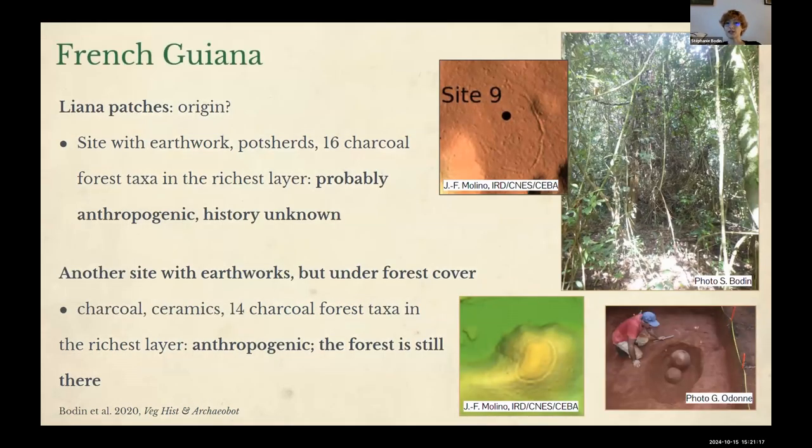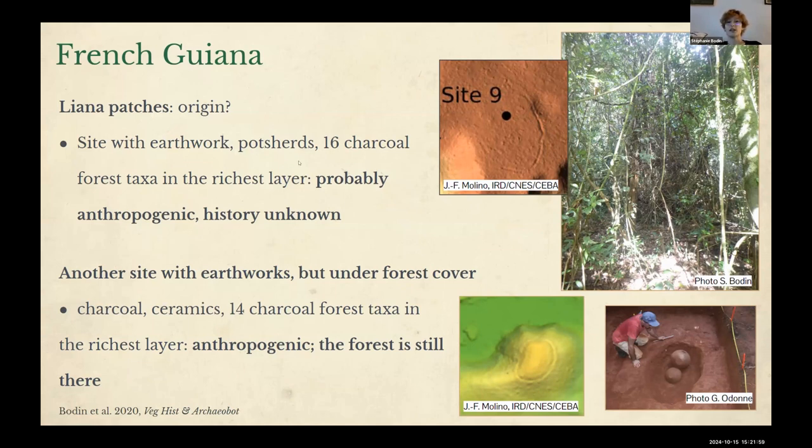What about the liana patches now? So here we had one where there was an earthwork. You can see it on this image. It's a ditch on a flat terrain. There were potsherds in the soil and charcoal. So this place was obviously occupied before. We don't know what it was for because there was no archaeological excavation during my PhD. That's important. We could only rely on archaeobotany, botany, and soil science because there was no archaeological excavation. So it's a bit difficult to interpret the sites.